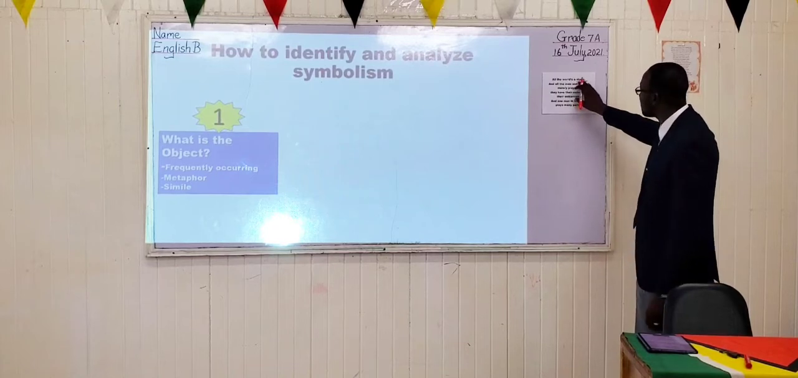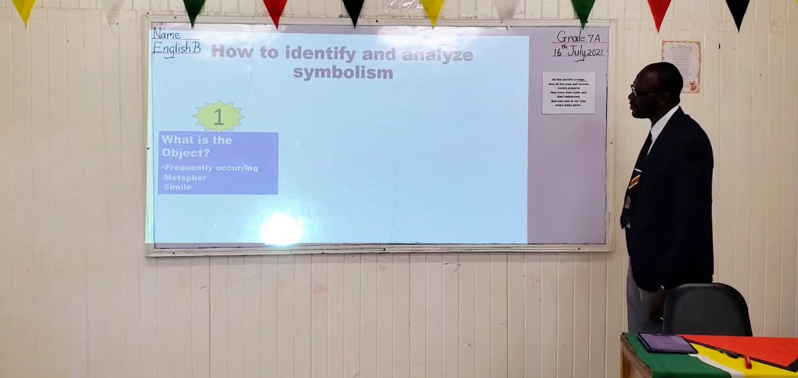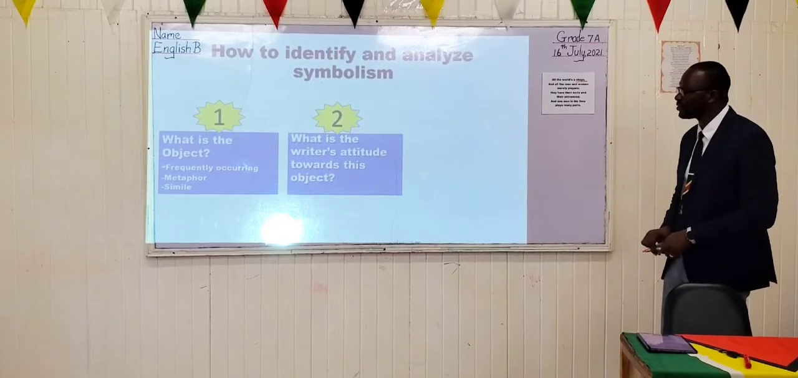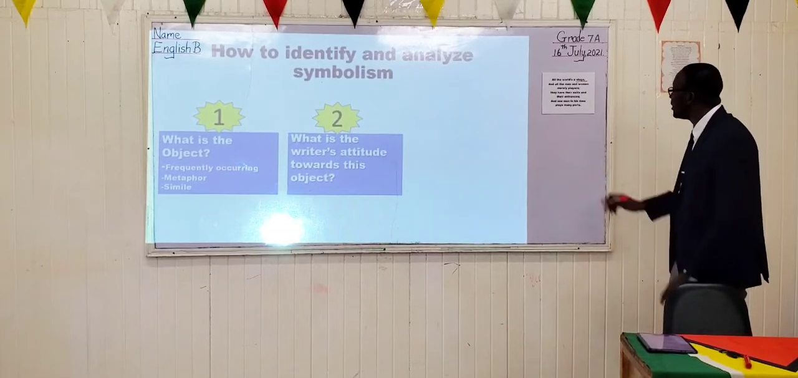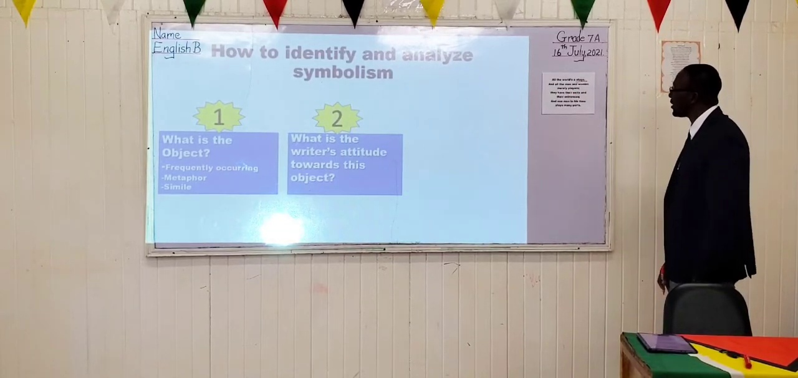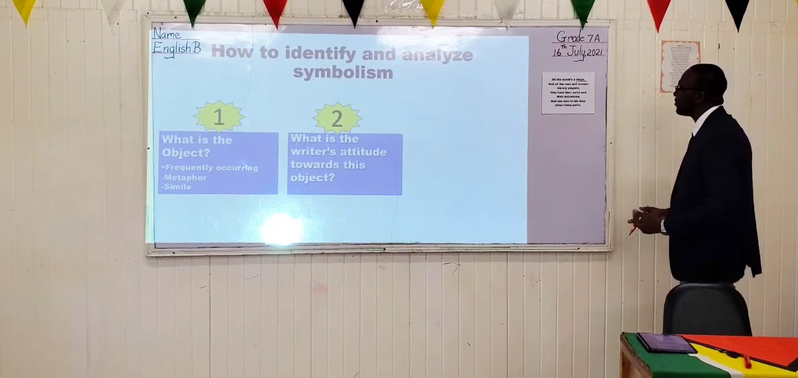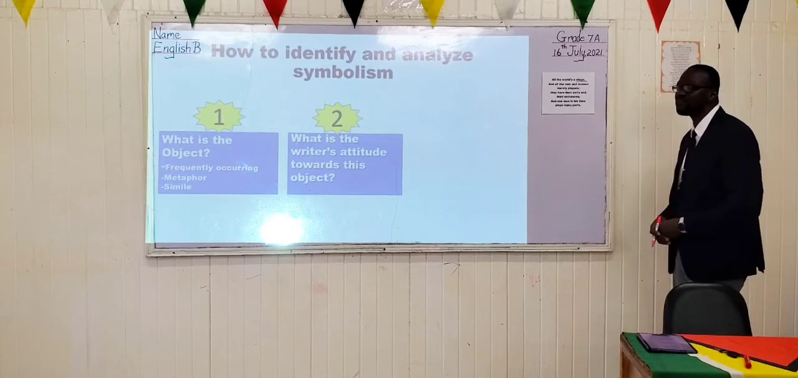All right, so here we can already see what the object is. The object is the stage. Next, the second step, we need to ask ourselves this question: what is the writer's attitude towards this object? Shakespeare says all the world's a stage, and all the men and women merely players. They have their exits and their entrances, and one man in his time plays many parts.